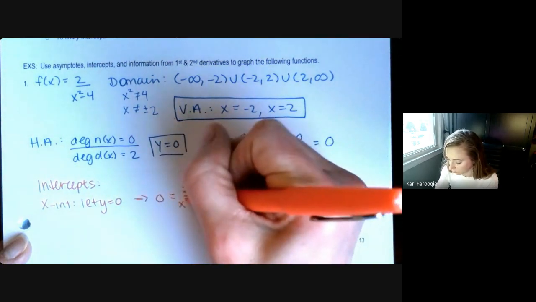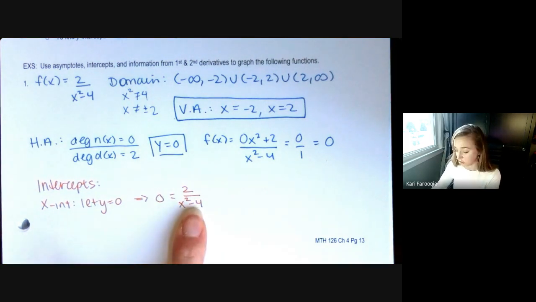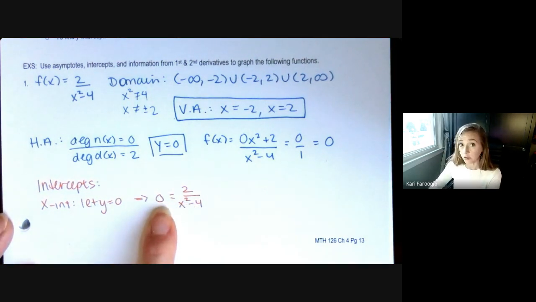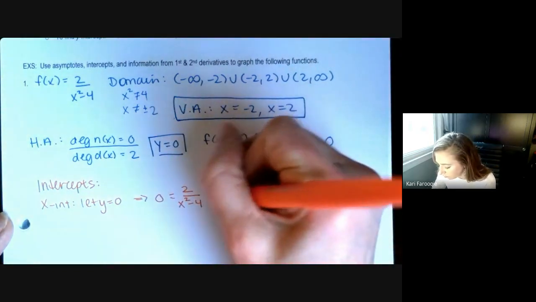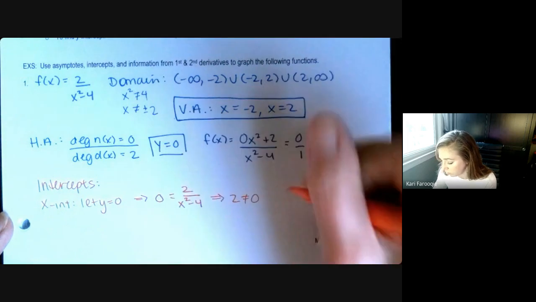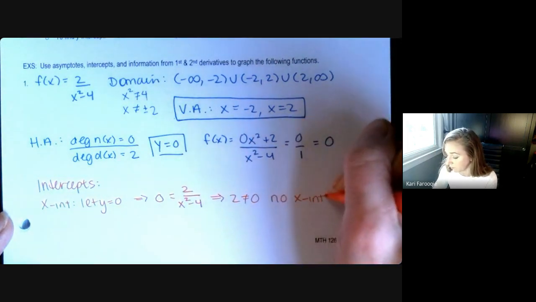If we're letting y be 0, we're letting f of x be 0. And then we'll solve. So now we have 0 equals 2 over x squared minus 4. Remember that in order for this rational expression to be equal to 0, only the numerators have to be the same. In this case, we would say that 2 cannot be equal to 0. So you would have no x-intercepts.